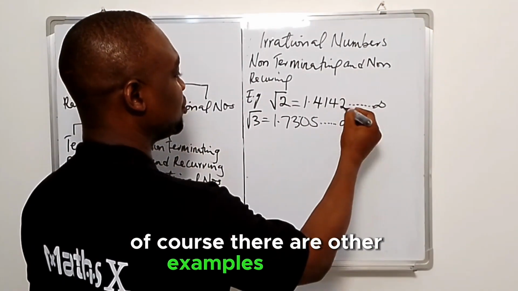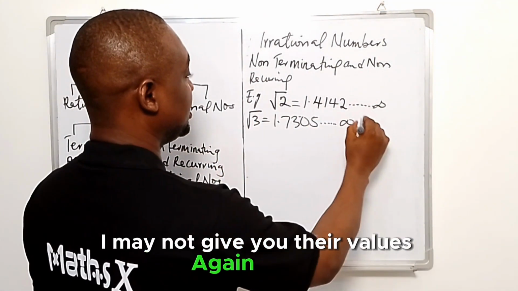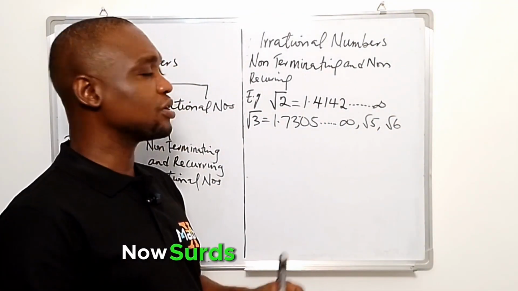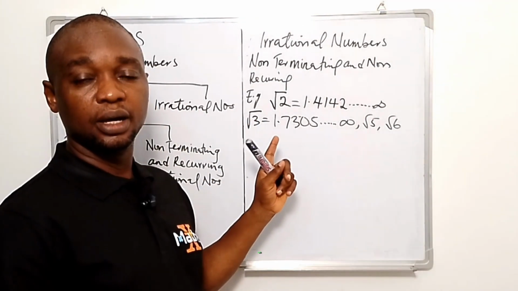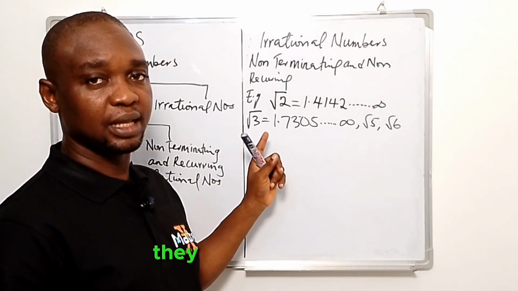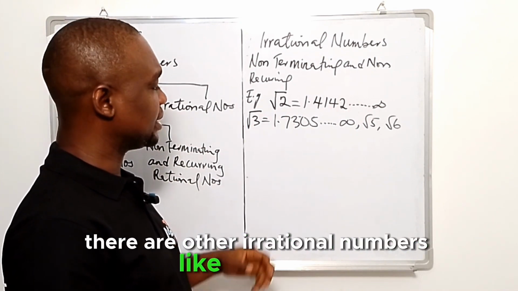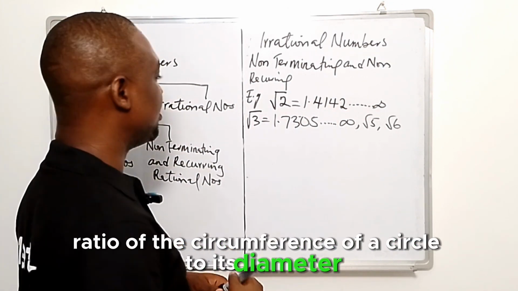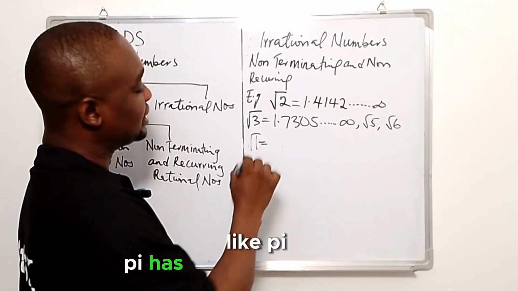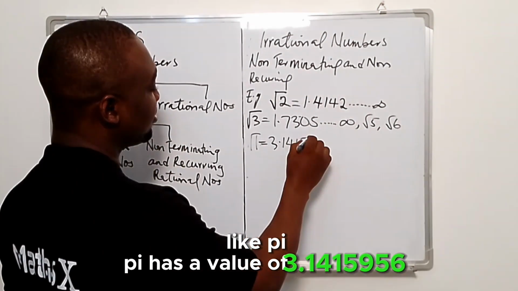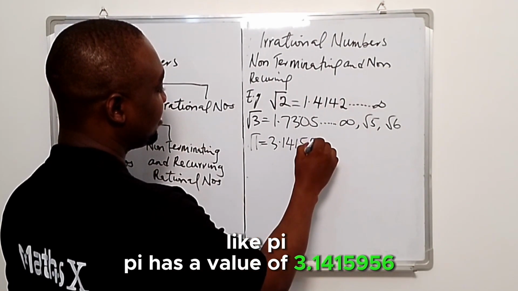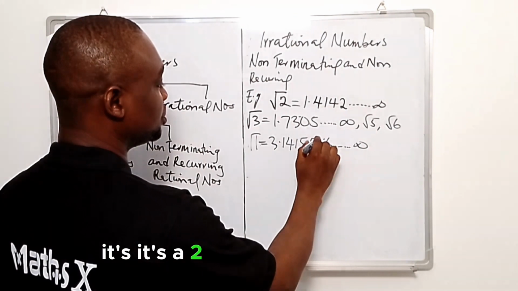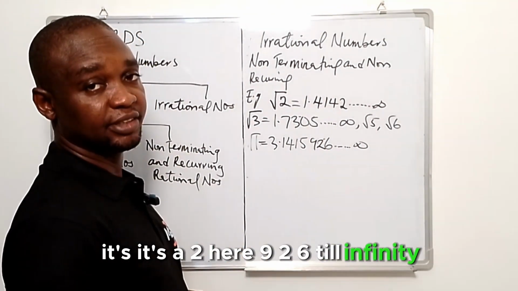Of course, there are other examples of sorts. I might not give you their values again. Root 5, root 6, and they go on and on and on. Now, surds are not the only irrational numbers. There are other irrational numbers, like the ratio of the circumference of a circle to its diameter, pi. Pi has a value of 3.1415926 dot dot dot, of course, till infinity.